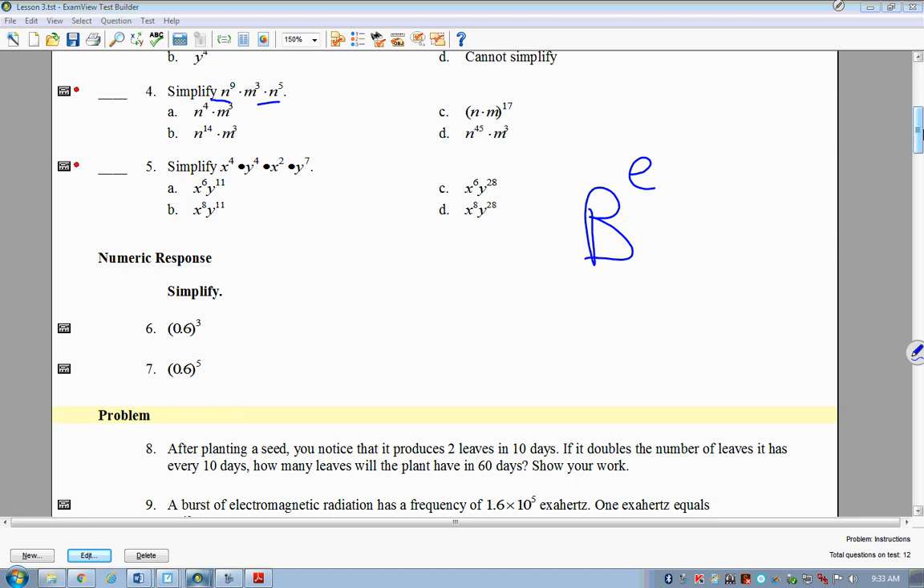Okay, so I have two n's, so I have common bases. What can I do with their exponents? Add them. So I've got 9 and 5. So I have what? Add them. N to the 14th times m to the what? Third. Can I combine these? No, because they're not common bases. So my final answer is n to the 14th, m to the third. Okay? Does that help you out there a little bit?